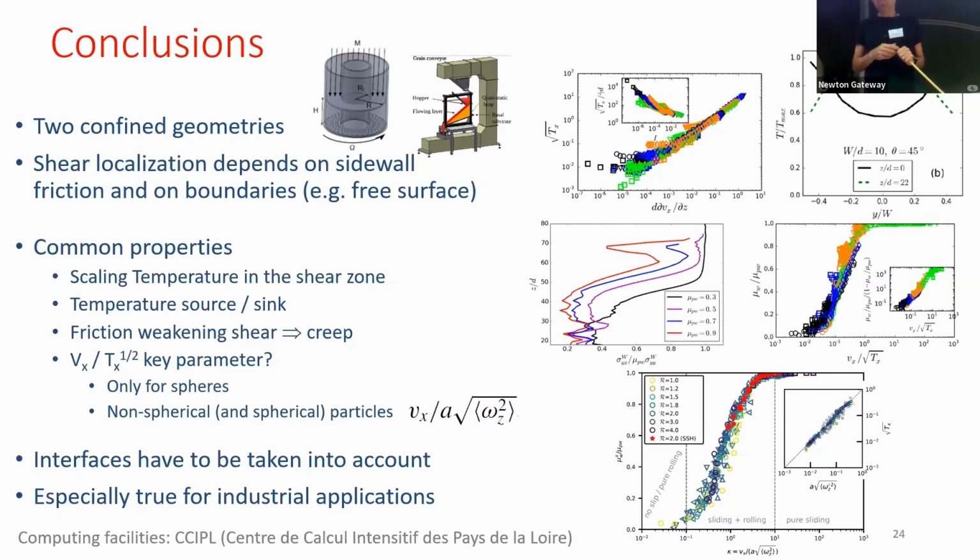So the go-home message is that interfaces have to be taken into account because you have to know what boundary conditions you have to use in your work. And this is probably especially true for industrial applications where you often have confined granular flows.